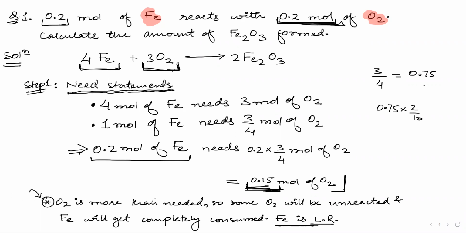So this particular point is also important. O2 is more than needed, because sometimes you will see we can start with either O2 or we can start with Fe. I can also say like this, na, 3 moles of O2 needs 4 moles of Fe, like this, like this, like this. So whatever you get the answer, please write this type of statement, whether O2 is more than needed or Fe is less than needed, and then you will determine the limiting reagent.